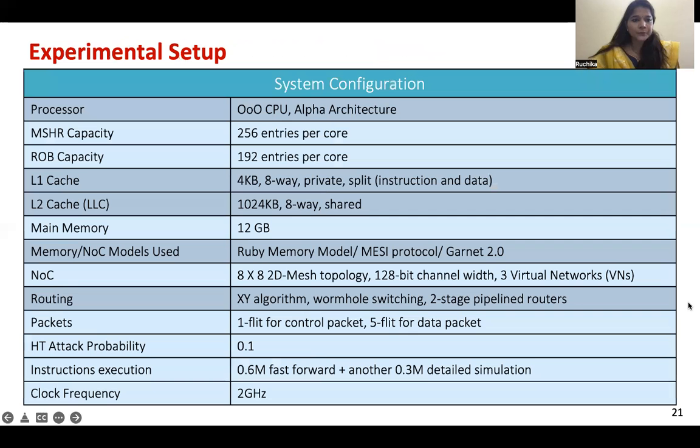Now you must be wondering how we capture its results. This is the experimental setup we took into account. We work on 64 tile out-of-order CPU Alpha architecture processors with the relevant L1 and L2 cache configurations. We worked on an 8x8 2D mesh topology, while we have taken 0.1 as the HT attack probability.